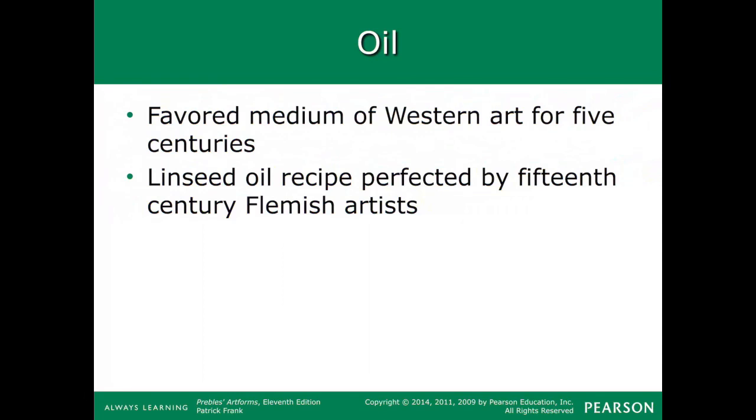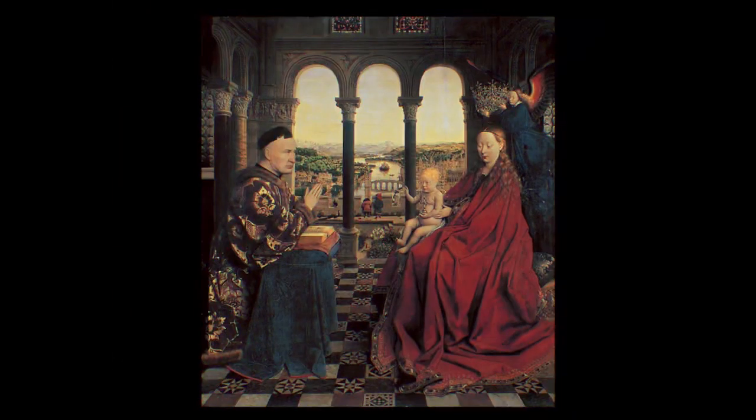And now we're going to talk about oil. Oil is the favored medium of Western art for 5 centuries. Linseed oil is the recipe that was perfected by 15th century Flemish artists. And here is an example of an oil painting. So when it comes to this medium, you can say that right away, they are able to create a lot of detail, a lot of precise lines and precise colors.